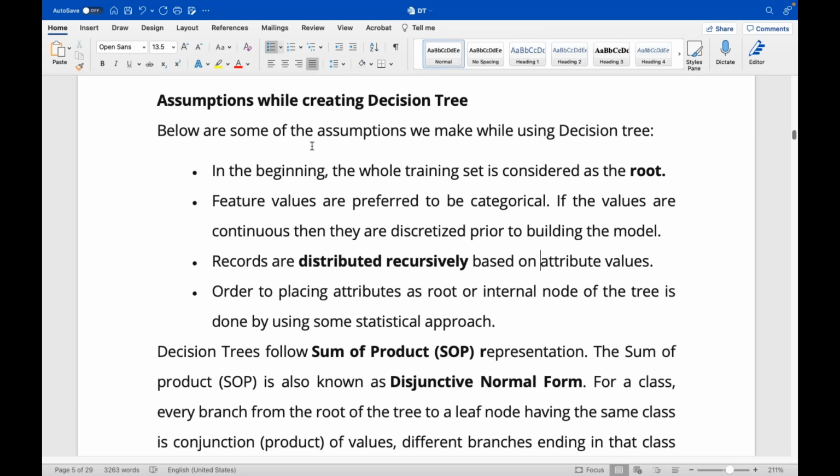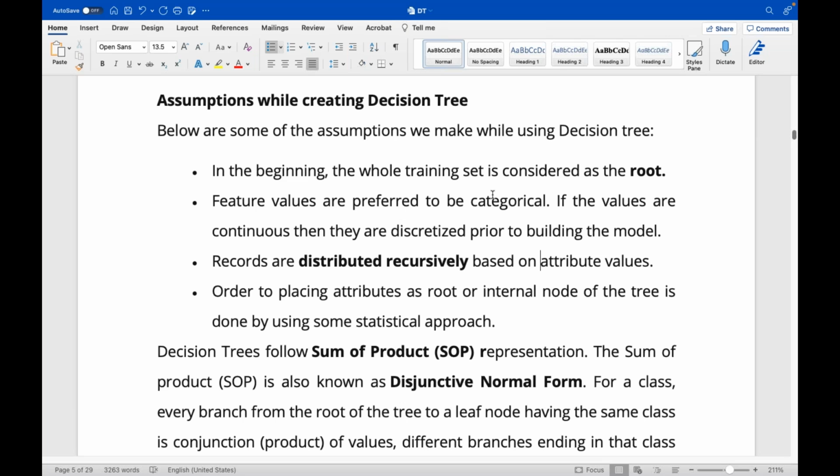See, this is a very important question, guys. If you go for an interview and say that you applied a decision tree on your model for creating a predictive model, you might get a question: what are the assumptions you considered for the decision tree during implementation? The assumptions are, in the beginning, the whole training set is considered as the root.